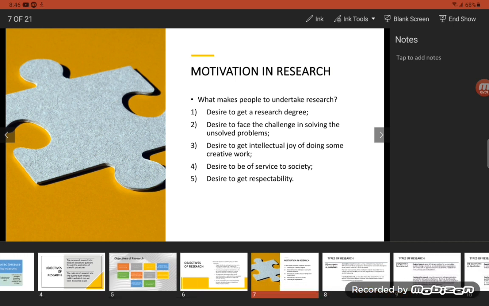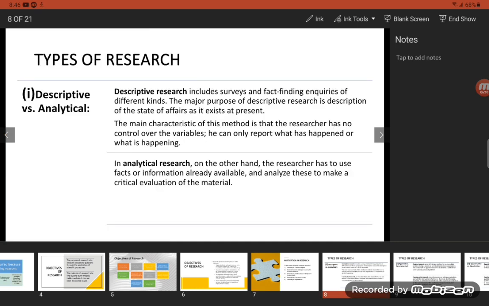What are the different classifications or different types of research? There are a large number of types of research. We can classify them as follows. The first group, descriptive and analytical. With respect to descriptive research, it includes surveys. The major objective of descriptive research is description of the state of affairs. We would like to describe something as it is. The main characteristic of these methods is that the researcher has no control over the variables. He can only report what happens.